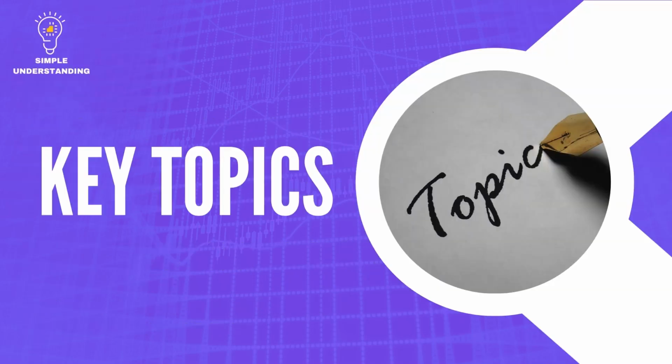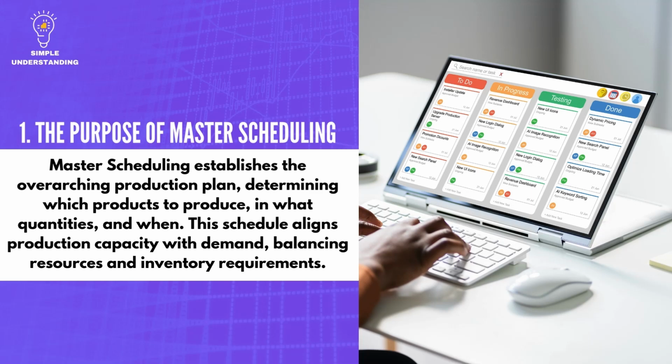Key topics. 1. The purpose of master scheduling. Explanation. Master scheduling establishes the overarching production plan, determining which products to produce, in what quantities, and when. This schedule aligns production capacity with demand, balancing resources and inventory requirements.